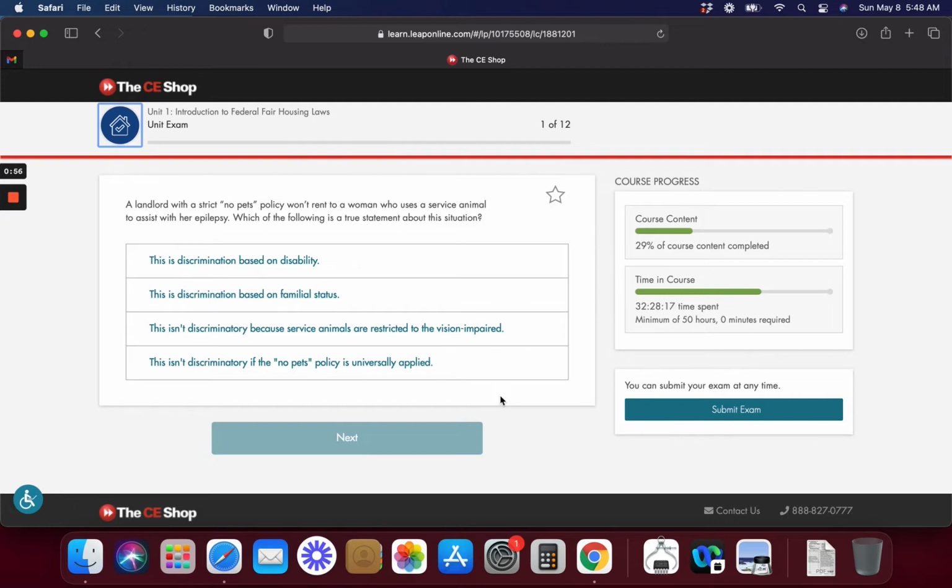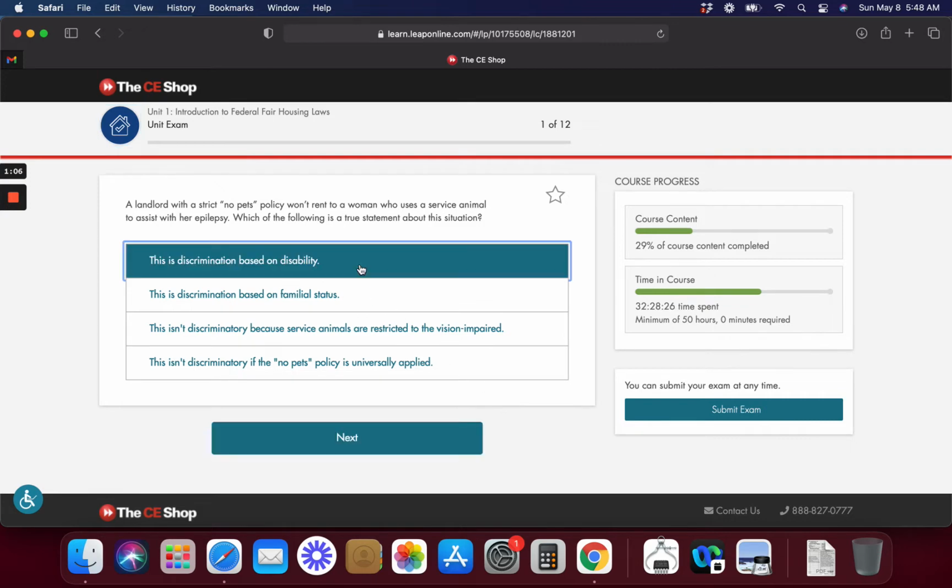All right, a landlord with a strict no pets policy wouldn't rent to a person that has a service animal that helps assist her. This would be discrimination based on disability.